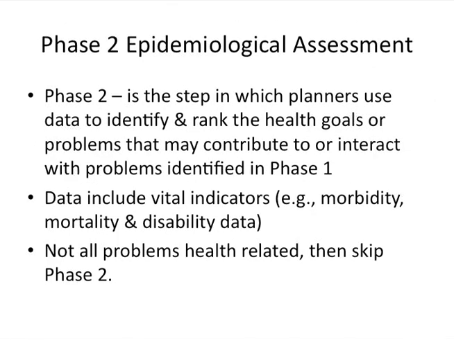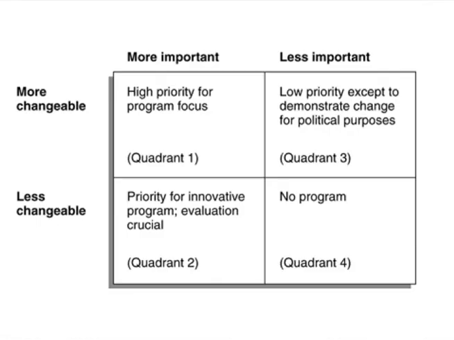Phase 2, epidemiological assessment, is the step in which the planners use data to identify and rank the health goals or problems that may contribute to and interact with problems identified in Phase 1. These data include traditional vital indicators, mortality, morbidity, and disability data. It is important to note that ranking the health problems in this phase is critical because there are rarely, if ever, enough resources to deal with all multiple problems.